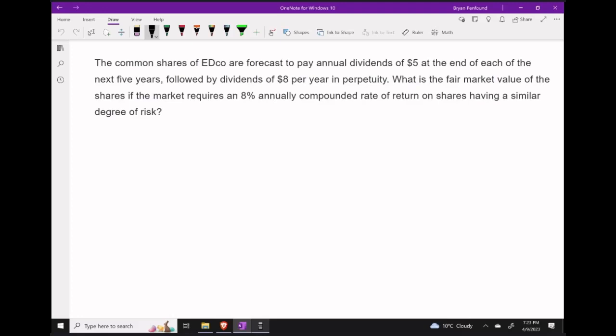Suppose that the common shares of ED Co. are forecast to pay annual dividends of $5 at the end of each of the next 5 years, followed by dividends of $8 per year in perpetuity. What's the fair market value of the shares today if the market requires an 8% annually compounded rate of return on shares having similar degree of risk?